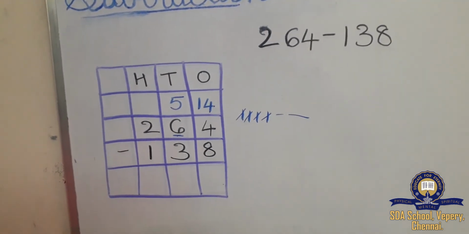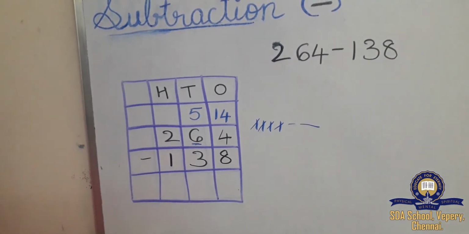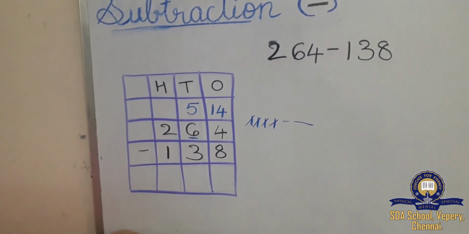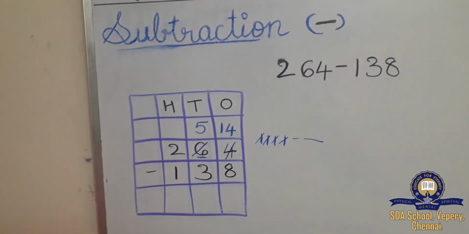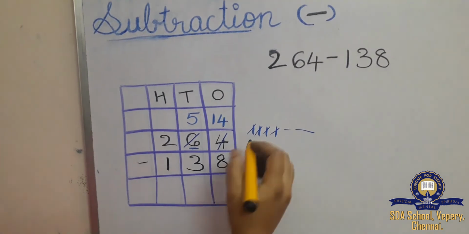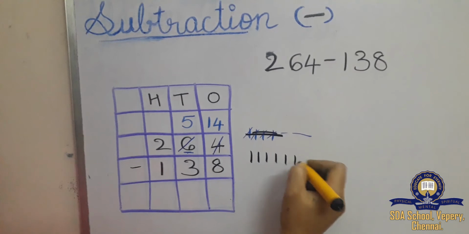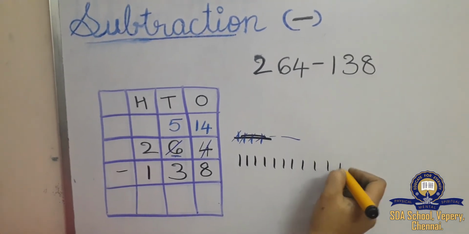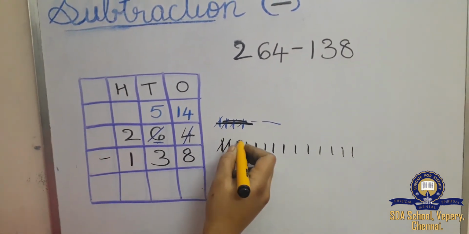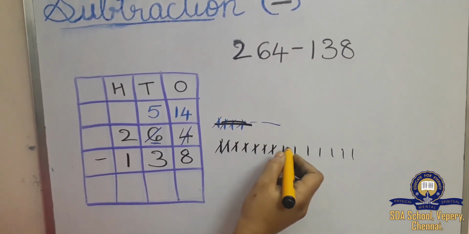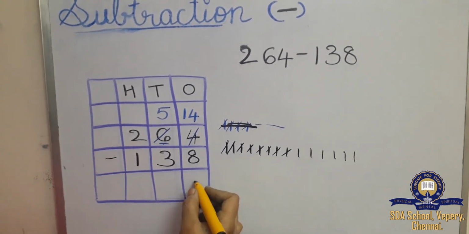So now it is very easy. From 14 we have to take away 8. Now see here, 1, 2, 3, 4, 5, 6, 7, 8, 9, 10, 11, 12, 13, 14. Now take away 8. 1, 2, 3, 4, 5, 6, 7, 8. How many are left now? 1, 2, 3, 4, 5, 6.